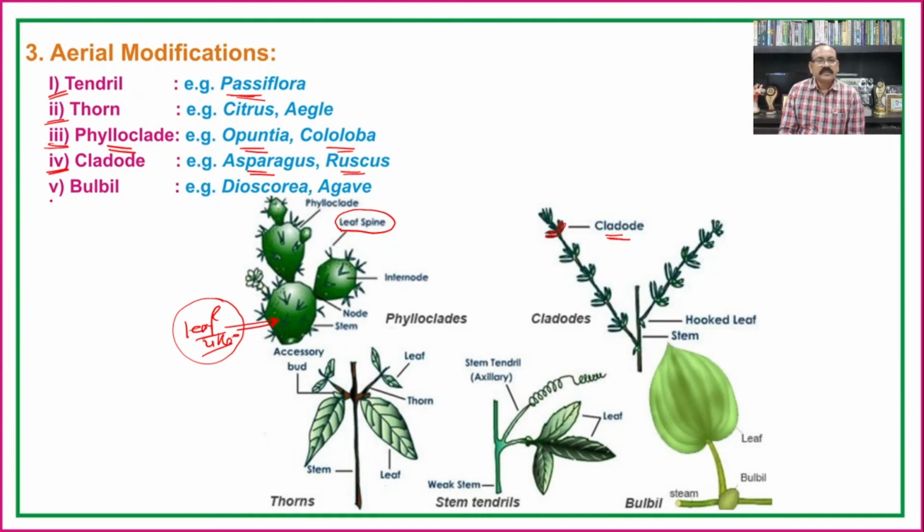And the next one, that is the fifth modification of the stem, is a bulbil, and the most common example of the bulbil is Dioscorea. In Dioscorea, here there is a development of the bulbil from the axil or the joint of the leaf and the stem, and it is used for the vegetative type of reproduction. Such a type of bulbils are again the modifications of the stem.